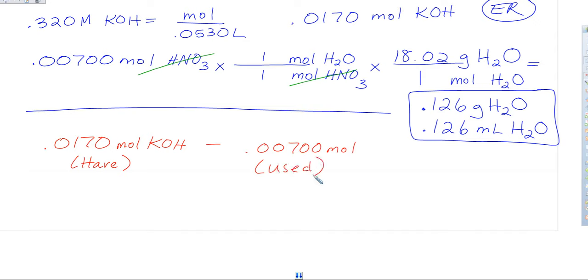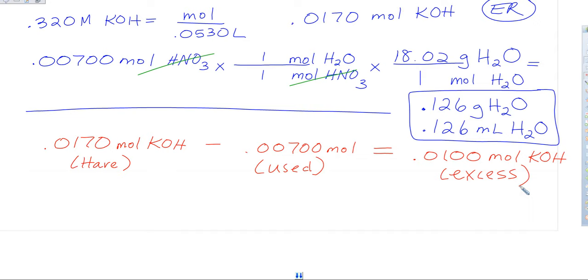And if it wasn't a 1-to-1 ratio, I'd want to calculate that. I'd want to look at the balanced equation. I'd want to look at the ratio and figure out, okay, here's the amount of limiting reactant that I have, how much of the excess will get used. But in this case, with a 1-to-1, I know I'm going to react 0.007 moles, which leaves me with the excess, 0.0100 moles KOH in excess.